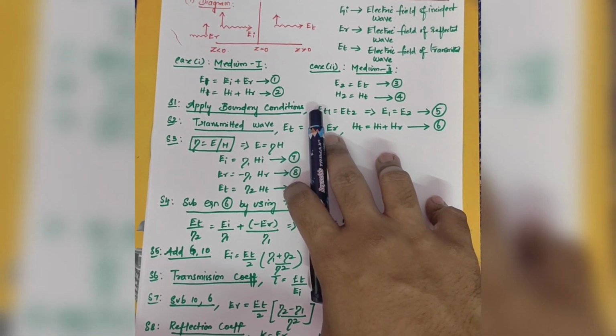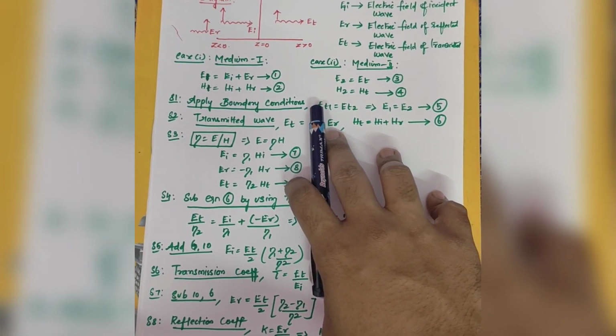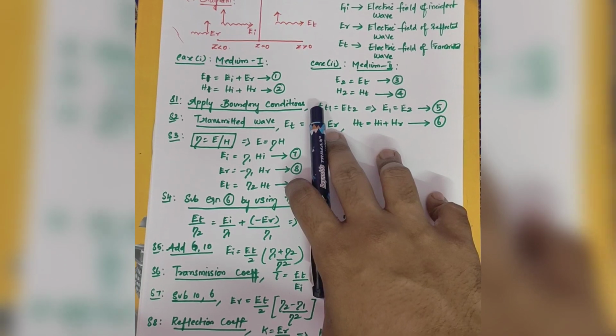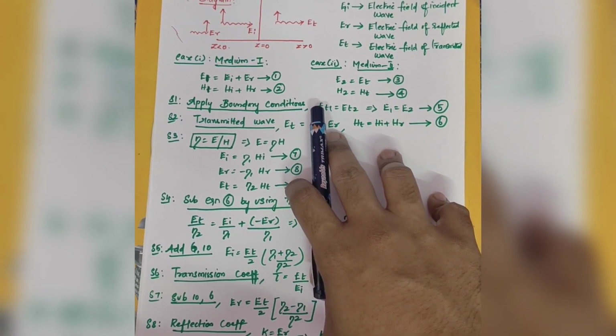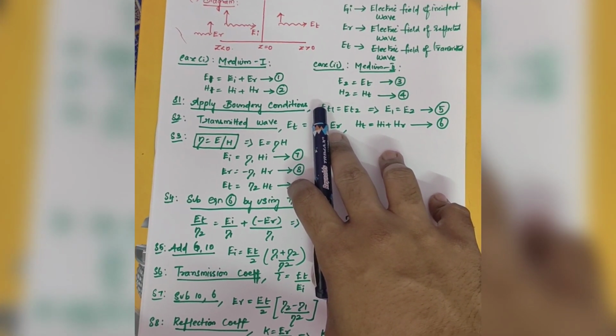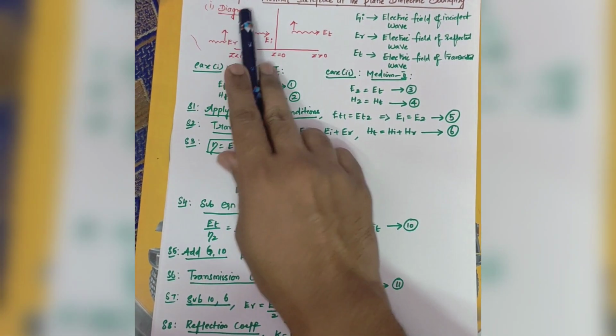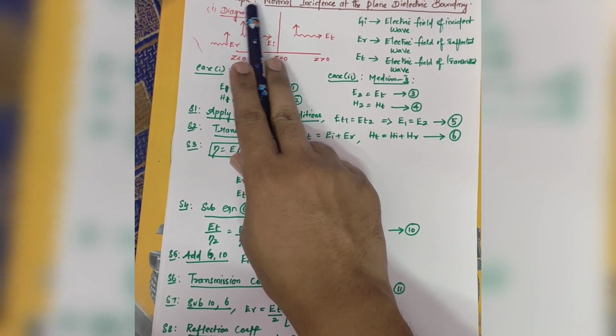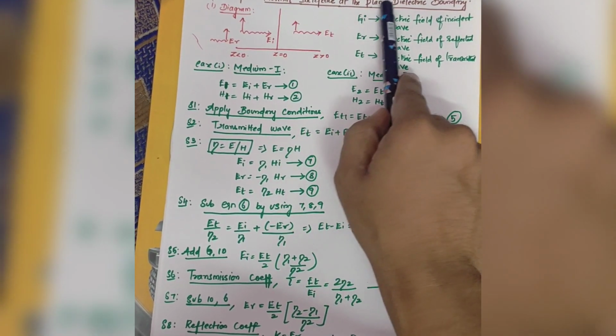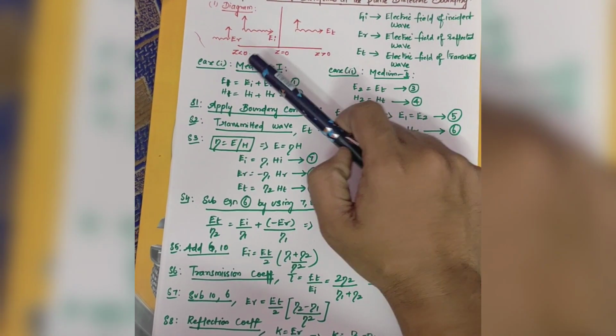According to Huygens principle, a wave front passes from one medium to another medium. That is the general concept of waves. The very important topic in this unit is normal incidence at the plane of the dielectric boundary.